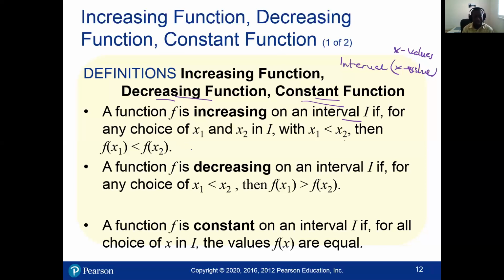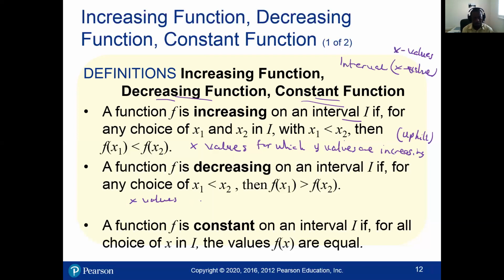Or you can say that we are looking at the x values for which the y values are increasing. Or sometimes I would just say that they're going uphill, in parentheses, you can put uphill. It's going uphill, okay?